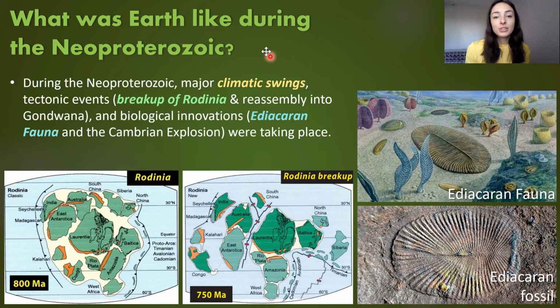So during the Neoproterozoic, around 800 to 542 million years ago, there were major climatic swings occurring. Like we already discussed, the NOE is the result of these major climatic swings, and we'll talk about that more later. But there were also tectonic events like the Rodinia breakup. Rodinia was a large supercontinent that began breaking up around 800 to 750 million years ago and reassembled after that into another supercontinent, Gondwana, and all of that was occurring around this time.